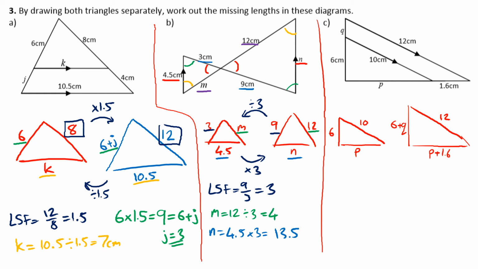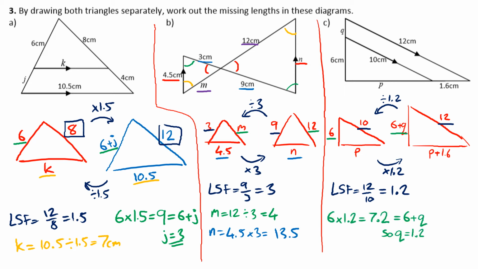Let's find the linear scale factor. So we should be directly comparing the 10 and 12 and getting an LSF of 1.2. For Q, if you go 6 times 1.2, you get your 7.2. So that means that the extra Q must be the extra 1.2 centimeters. And then for the bottom one, you actually get this sort of equation. If we times P by 1.2, then we'll get 1.2 lots of P plus 1.6. Oh wait, no, that's not quite true, is it? Sorry, because we'll just end up with P plus 1.6 because that's there.